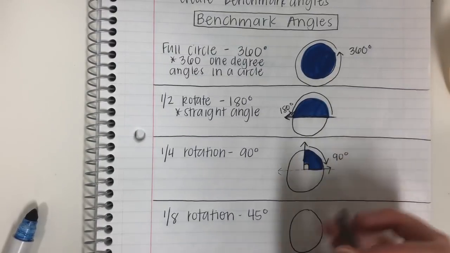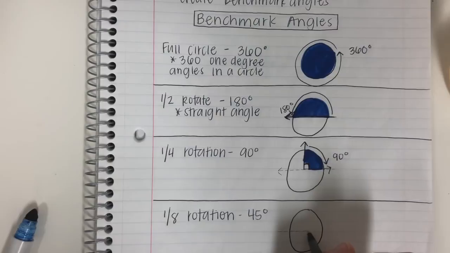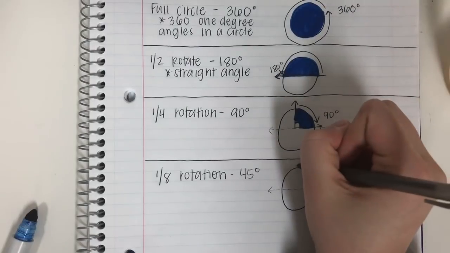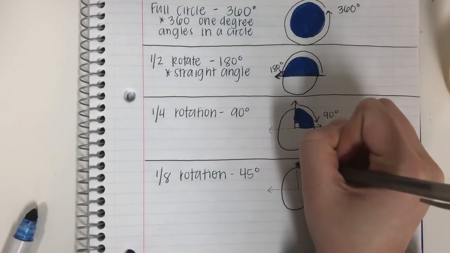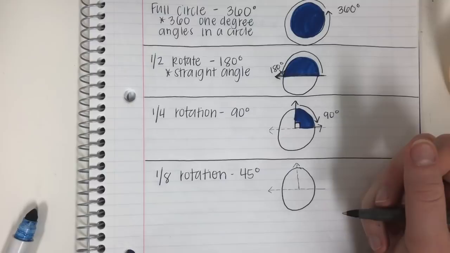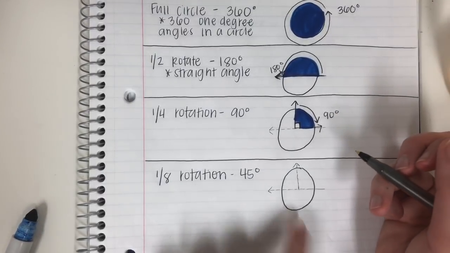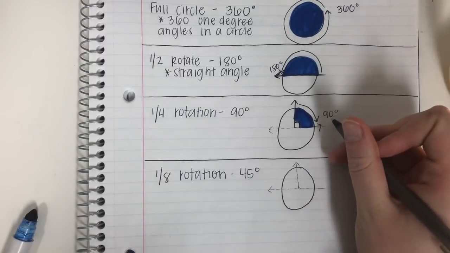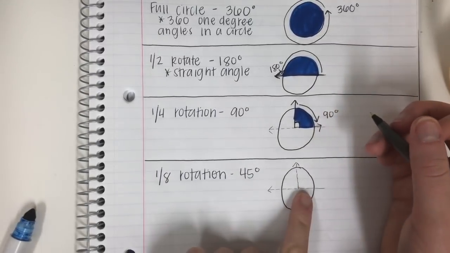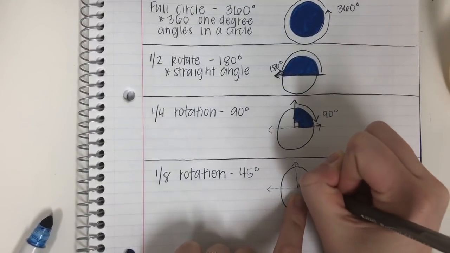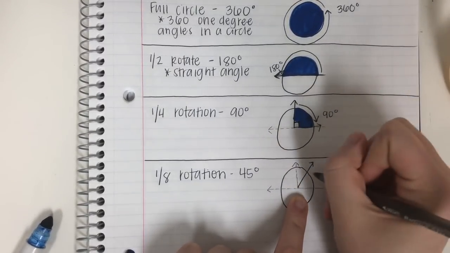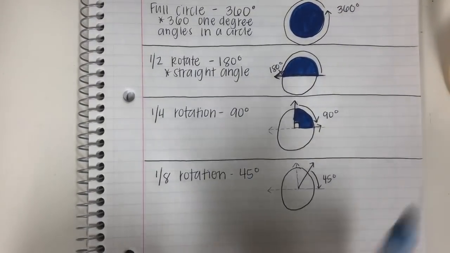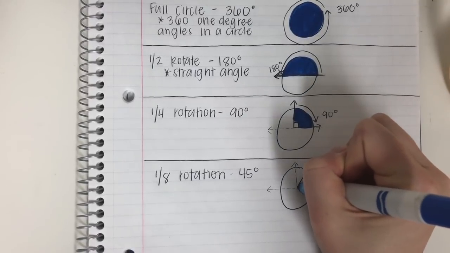Okay. I'm gonna keep my 180 dotted line so I can see where my half of a circle is. And then I'm also gonna make my 90 degree dotted as well. And then 45 degree is 1/8. So if this circle is broken up into 8ths, our 45 is half of 90, right? 45 plus 45 is 90. So I'm gonna split my 90 in half. So this would be 45 degrees. Okay, and I'm gonna shade that in, just my 45 degree angle.